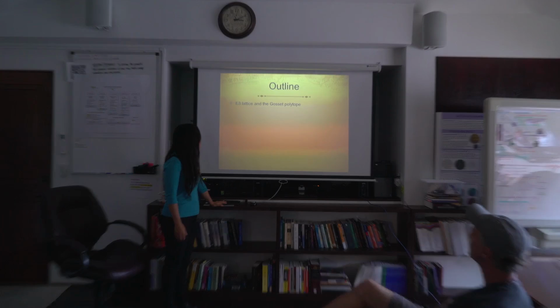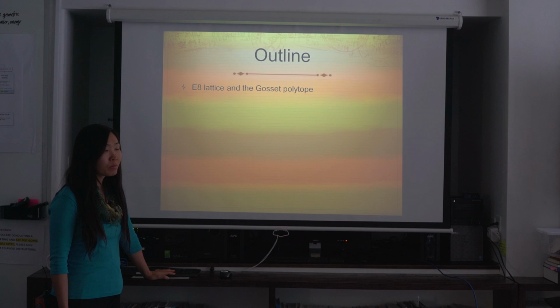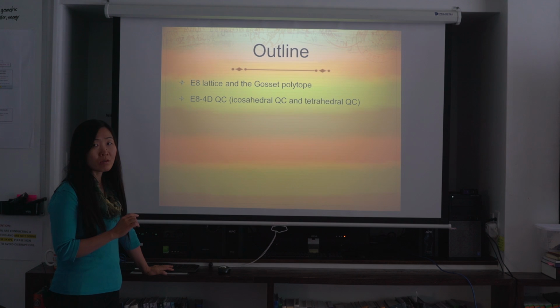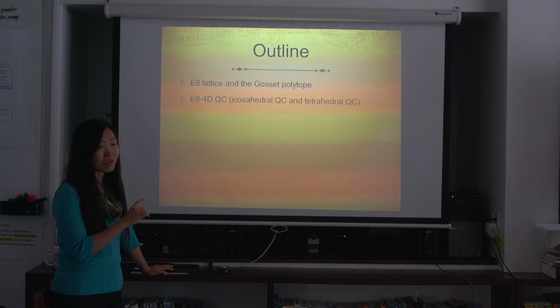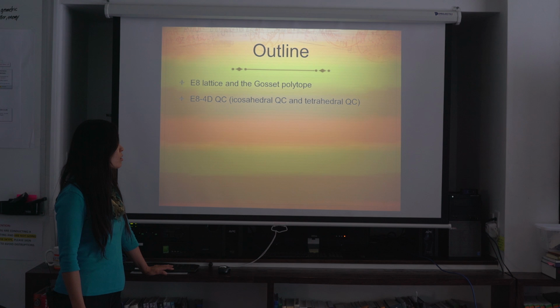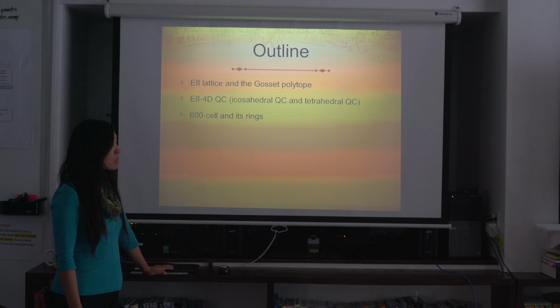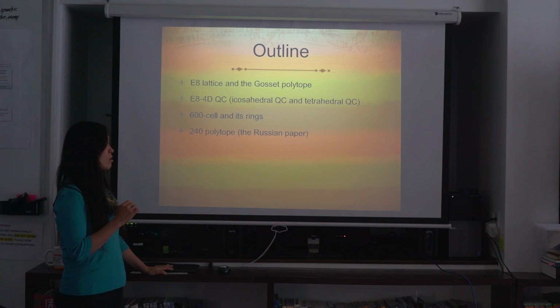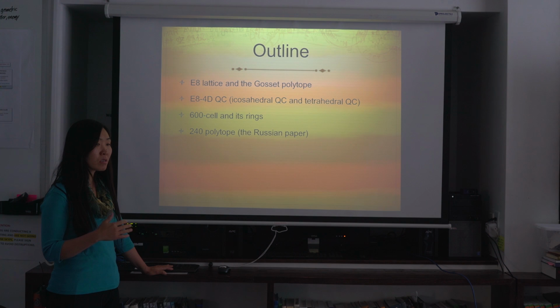Okay, so first I will introduce the E8 lattice and then the Gosset polytope, and then talk about the E8-240 quasicrystal. There are two quasicrystals, the icosahedron quasicrystal and the tetrahedron quasicrystal, but I'm not going to talk about the tetrahedron quasicrystal, although I planned to, because I don't have time. And then I'll talk about the 600 cell and its rings. And then the 200 polytope, there is a Russian paper that is very interesting. I actually went through it twice because it looks really interesting. I don't have time to talk too much about it, but in case any of you get interested, you can read the paper.